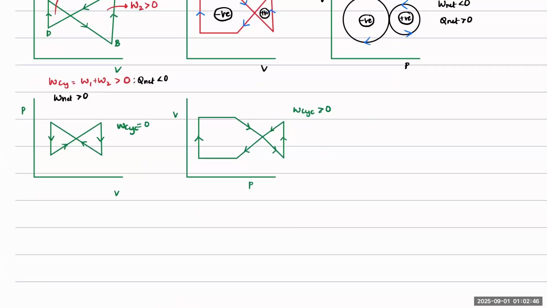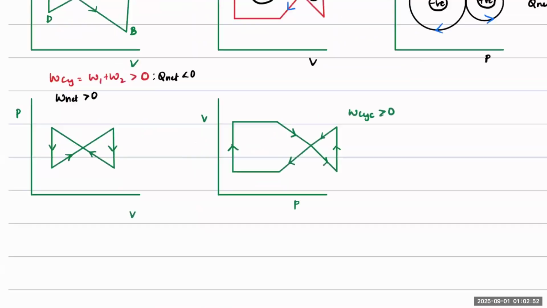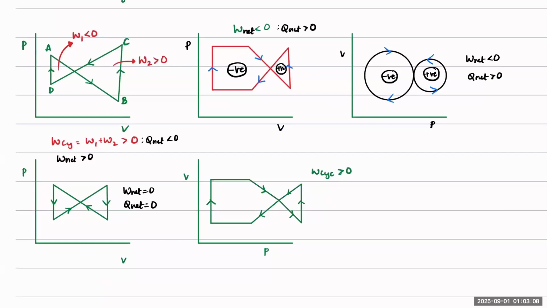What about this one? If they have equal size, one is clockwise, the other one is anti-clockwise, then W net is also 0 in this case. W net is 0, Q net is 0. And next one, here you can see this is the way it is operated. This is clockwise. Actually, this is the same thing which I have given already.